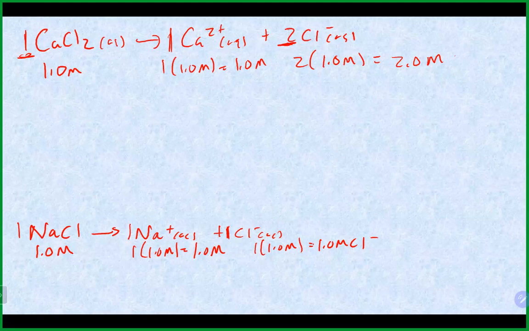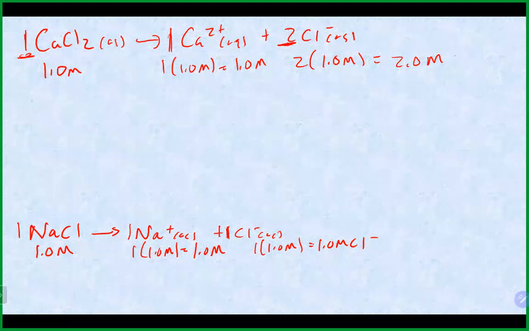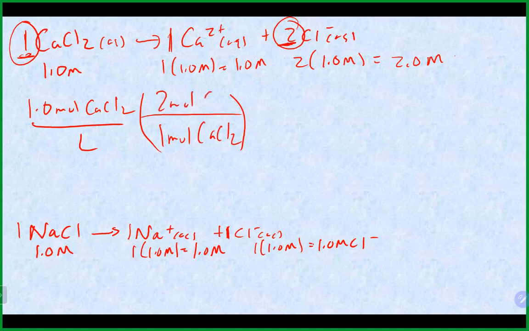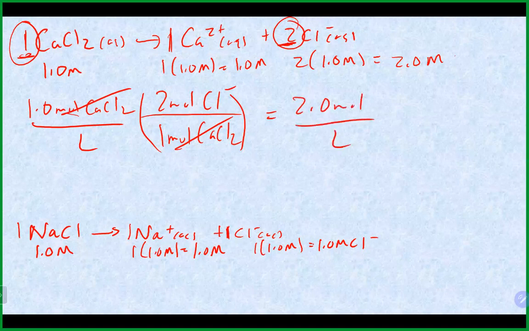The long version of that calculation is this. It is actually like a stoichiometry calculation. You take 1 mole of calcium chloride per liter. You do a mole-to-mole relationship between these two, which is 1 mole of the whole thing gives us 2 moles of the chloride. Moles of the whole thing cancels out, leaves us 2 moles per liter of chloride, which is why we're multiplying by 2. So that's the quick way of doing the calculation.